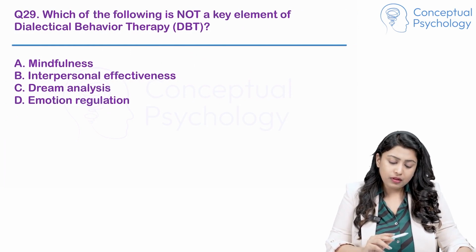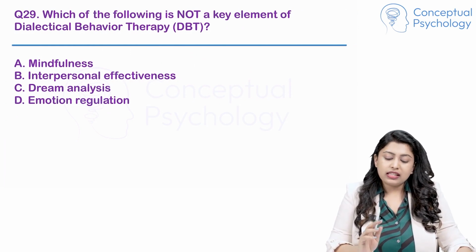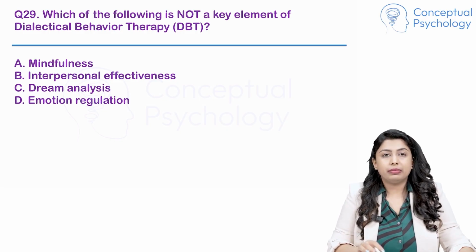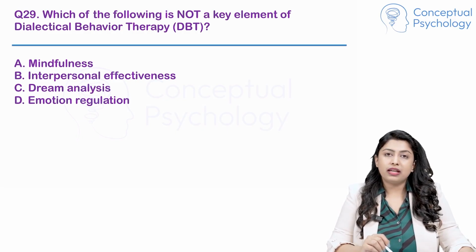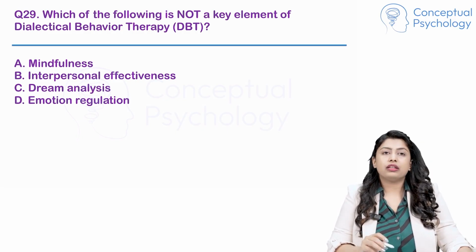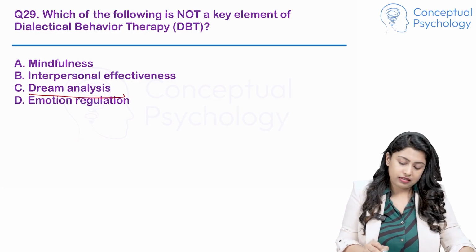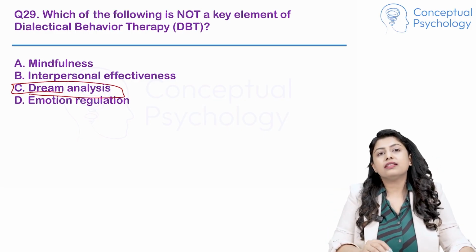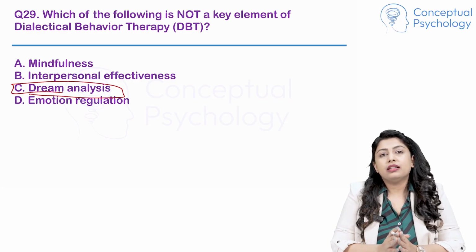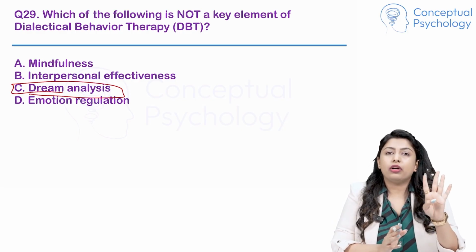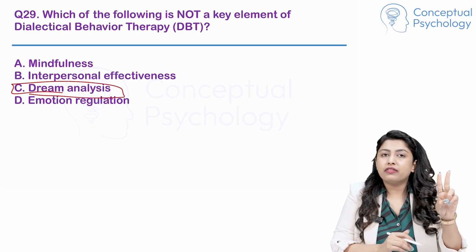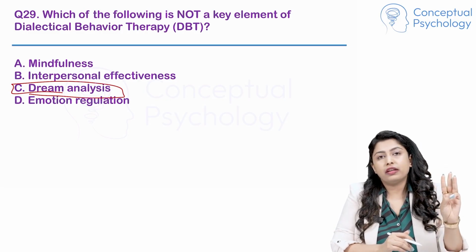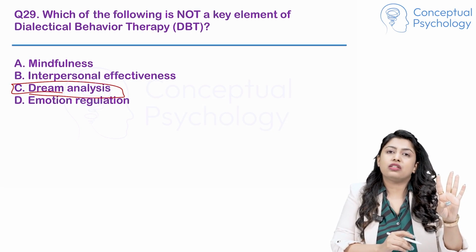Now, which of the following is not a key element of dialectical behavior therapy? Mindfulness, interpersonal effectiveness, dream analysis, and emotion regulation. It's very easy. It's dream analysis. So DBT consists of 4 key modules. One is mindfulness, other is interpersonal effectiveness, third is emotional regulation, fourth is distress tolerance.